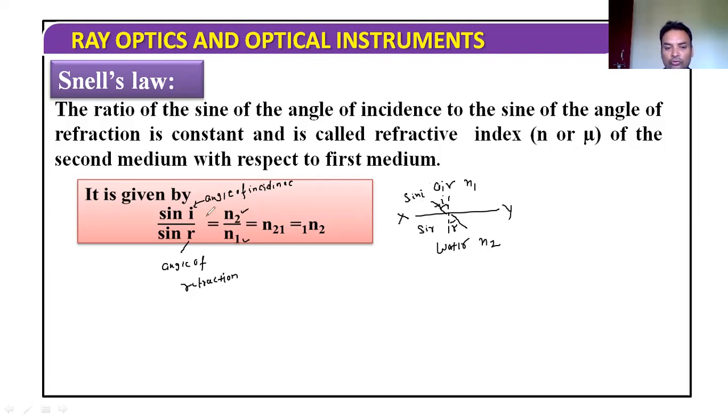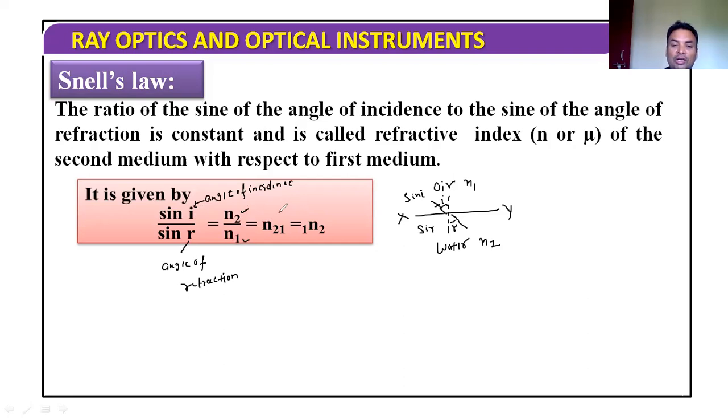Now we took the ratio of these two. That will give me the ratio of the refractive indices, but in just the opposite order. Sine I, the angle of incidence, is moving into the second medium, so it is N2. Sine of the angle of refraction comes from the first medium. So you can just memorize this: sine I upon sine R is N2 upon N1. This is not N1 upon N2. This is N2 upon N1.